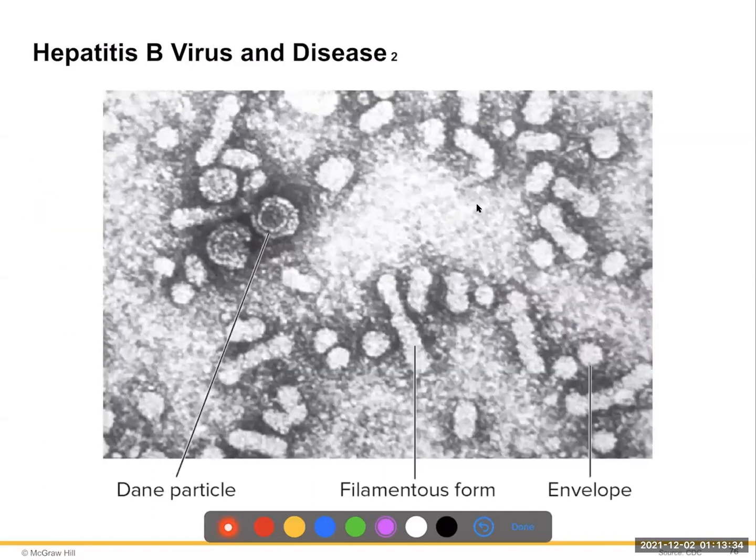And these are different things. Dane particles are the particles associated with hepatitis B. It's a small condensed particle that you see in the liver. You get a filament form and you get the enveloped ones that you can see surrounding the little spores.